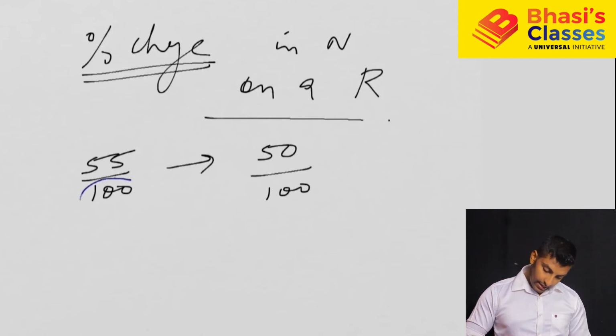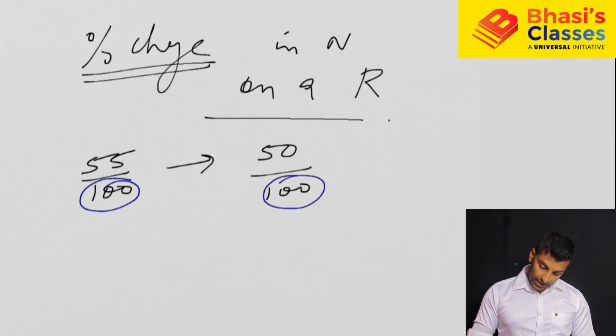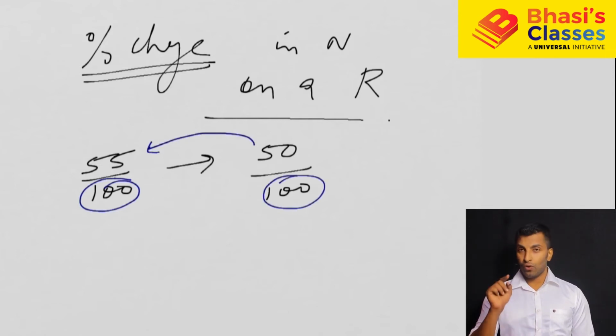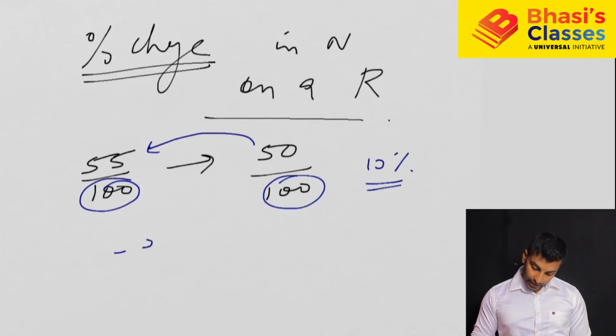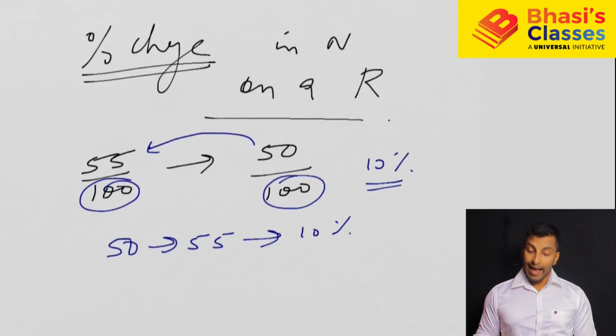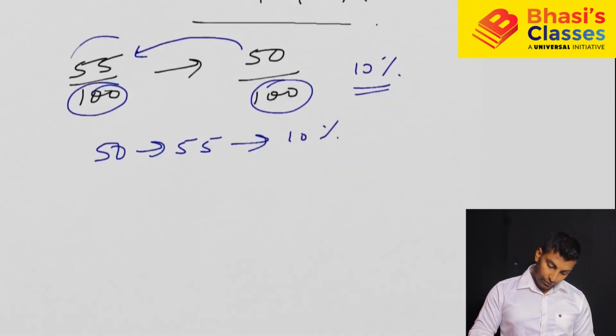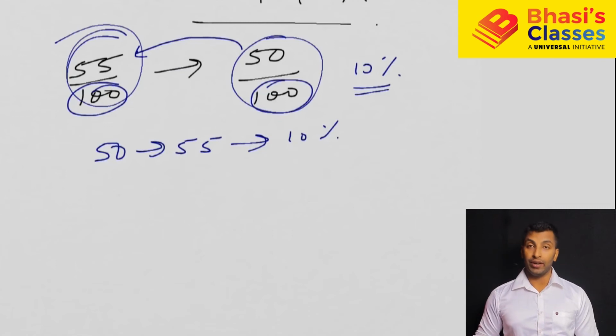Now see, since the denominator is the same, if you see what is the increase in the numerator, so 50 and 55, what is the change? Change is actually 5. What is the percentage change? 5 by 50. Okay, so if you see, the change is 10%, right? So 50 to 55, there is a change of 10%, and exactly the same in case of 50 by 100 to 55 by 100, the change will be 10%. The reason is the denominator is the same.